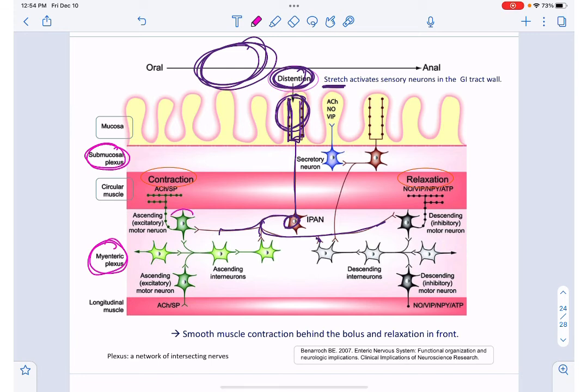Well, one of those is going to hit this neuron, and this is a motor neuron. And so this motor neuron is stimulated by the sensory neuron. And what does that do? It releases neurotransmitters onto the circular layer of smooth muscle and causes contraction of that smooth muscle. So you have contraction of the smooth muscle in back of the bolus, and that propels it forward. You can also see that the sensory neuron stimulates this series of neurons, and that's going to activate this motor neuron, which is going to release neurotransmitters that are going to cause contraction of the longitudinal layer, and that's going to propel it forward as well.